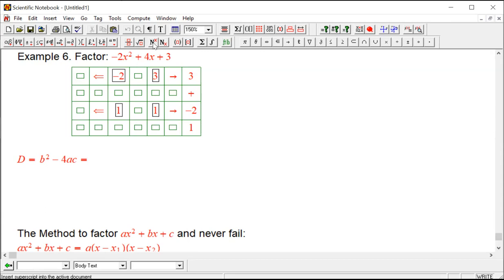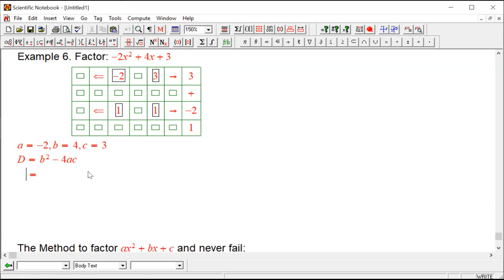So our a is -2, b is 4, c is 3. Okay, a is -2, b is 4, c is 3. So I'm going to plug in: b squared is 4 squared.